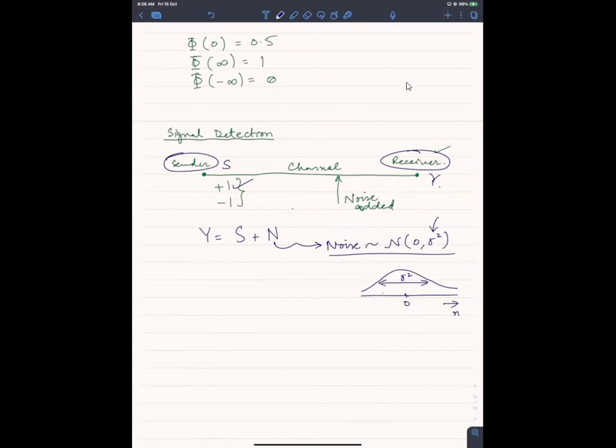If the receiver receives -0.7, what should the receiver decide? The receiver should decide कि sender ने -1 भेजा था. Why? Because -0.7 is closer to -1 as compared to +1.